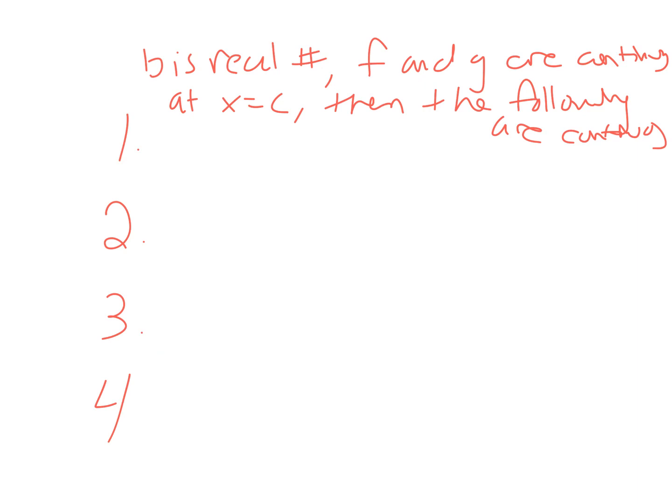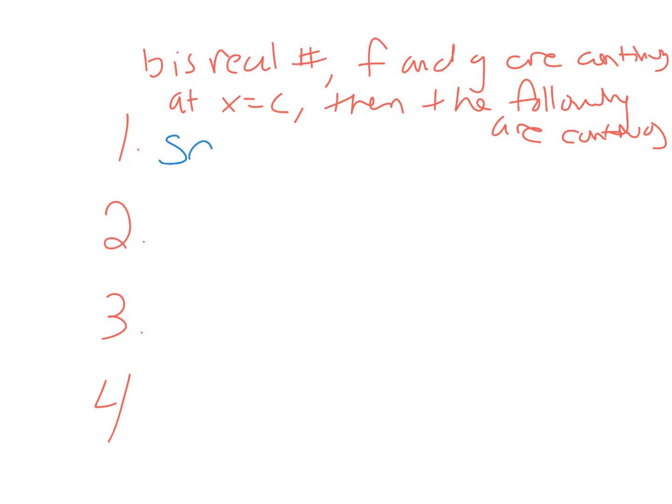All right, so some properties of continuity, just to rattle off. If you do certain things to continuous functions, you can still say that they're continuous. So let b be a real number, and f and g are continuous at x equal to c. Then we can establish the following are continuous.